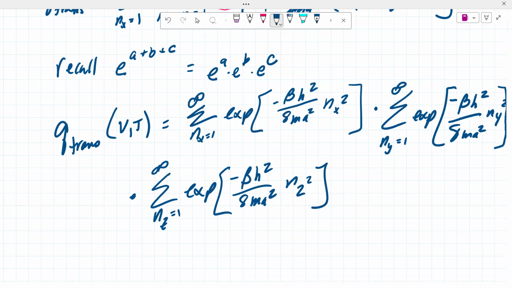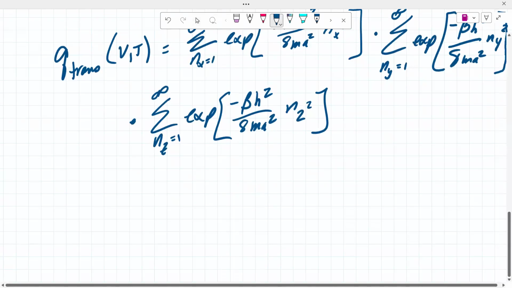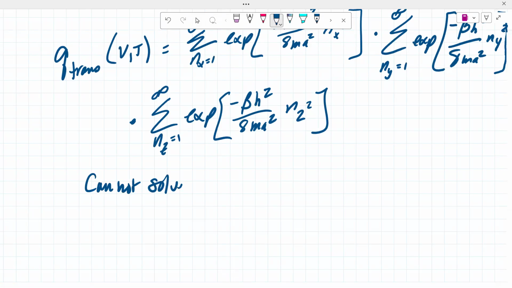Can this be solved exactly? Well, it's an infinite sum. We can't solve it as written, which would be solving it analytically. But it can be represented as the sum of areas of rectangles. Do you remember the Riemann sums? Okay, cannot solve exactly analytically.